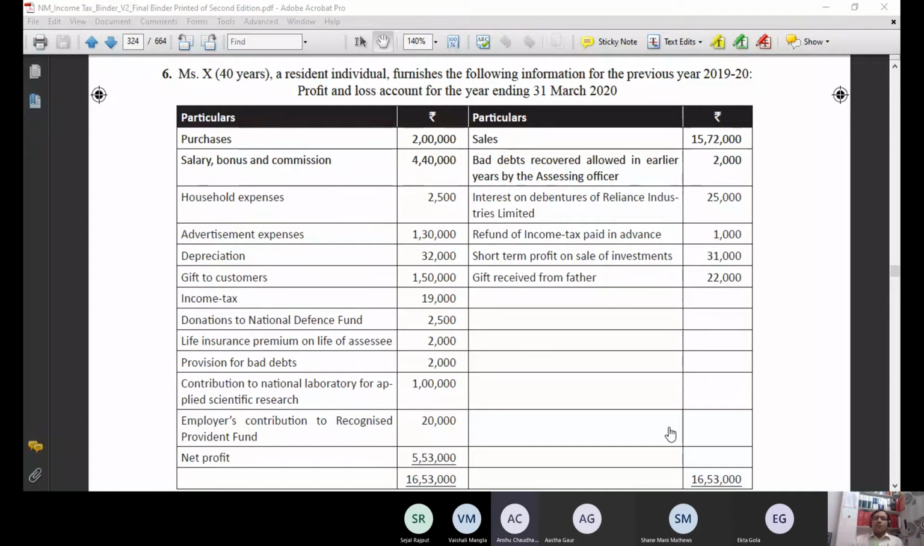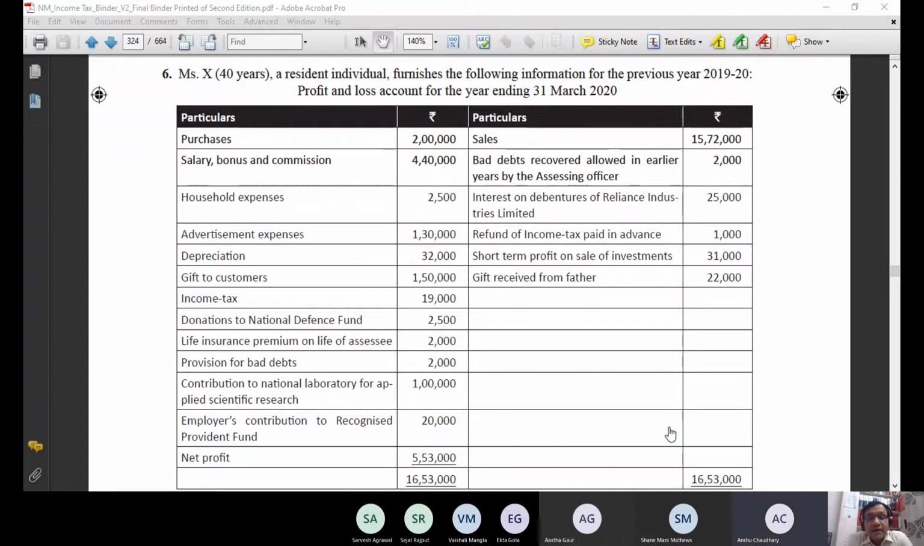No, sir. Why? Sir, because it's not related to the business. Because it is the personal expenditure. So as per section 37 subsection 1, it is disallowed. Point clear? I cannot allow this as expenditure. So it is added back. But what will be the benefit of this? There is one benefit available. Can you tell me what is the benefit of this expenditure?